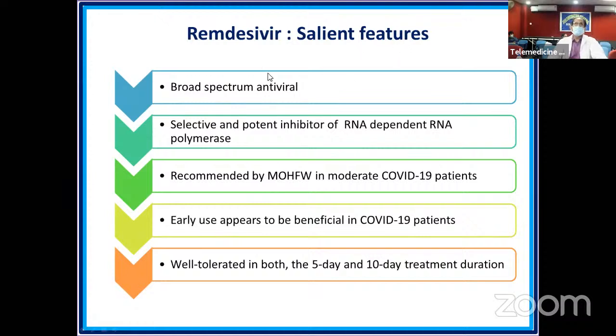So in salient features, remdesivir is a broad spectrum antiviral, a selective and potent inhibitor of RNA-dependent RNA polymerase, recommended by the Ministry of Health and Family Welfare in moderate to severe COVID-19 patients. Early use appears to be beneficial in COVID-19 patients. It acts better in the viral replication phase, and is well tolerated in both day 5 and day 10 treatment.